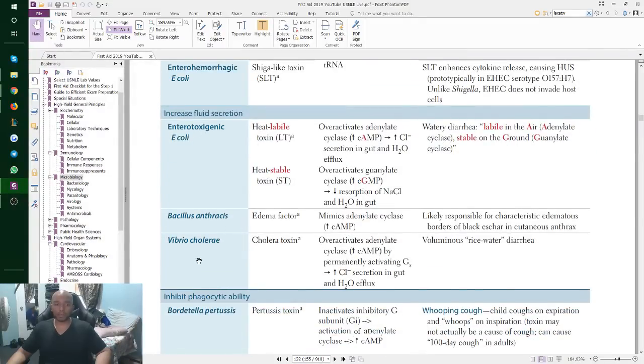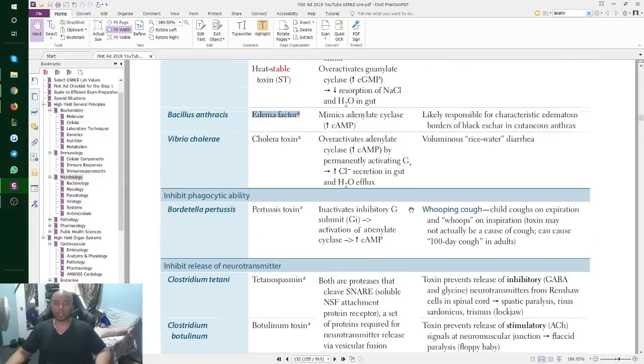Enterotoxigenic E. coli, Bacillus anthracis, and Vibrio cholerae, these guys are more for watery diarrhea, right? Enterotoxigenic, you have your heat labile, which uses cyclic AMP, and heat stable, which uses cyclic GMP, and they have different effects. So labile in the air, stable on the ground is a way to remember that. That's going to come up again when we talk about E. coli much later on. And this mechanism is pretty significant. Bacillus anthracis has something known as an edema factor, right? That also works very much like your heat labile toxin by increasing cyclic AMP. Vibrio cholerae, which obviously causes a lot of watery diarrhea, also uses cyclic AMP. Right, so you can see the similarities that you're going to get tested on.